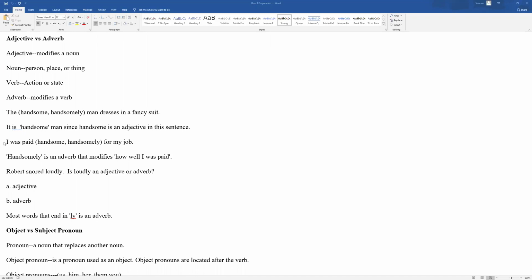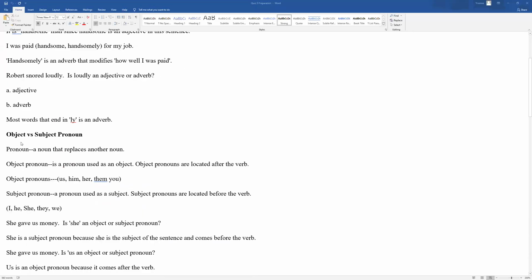In the sentence, I was paid handsomely for this job, handsomely is an adverb that modifies how well I was paid. Robert snored loudly. Is loudly an adjective or an adverb? The trick is to know that anytime you have a word that ends in ly, it is an adverb.